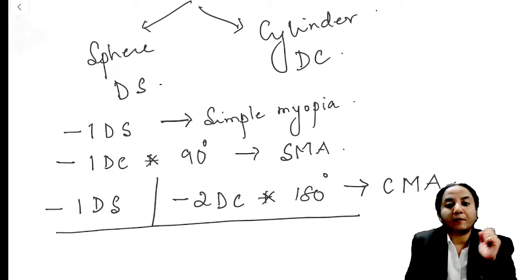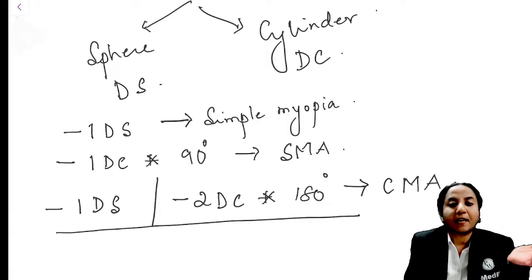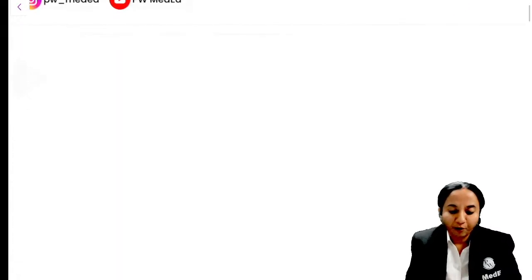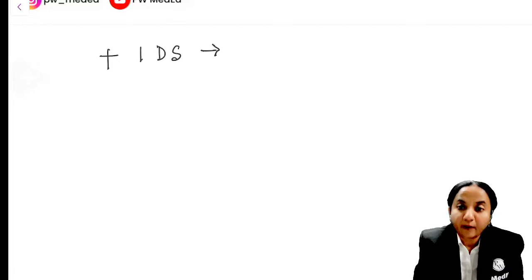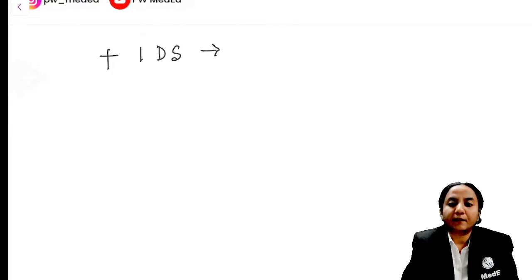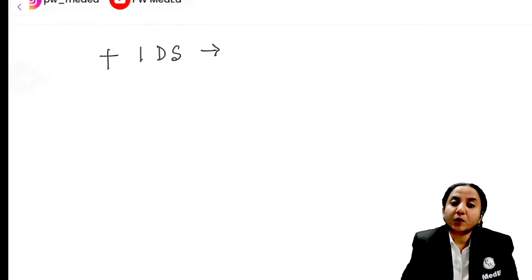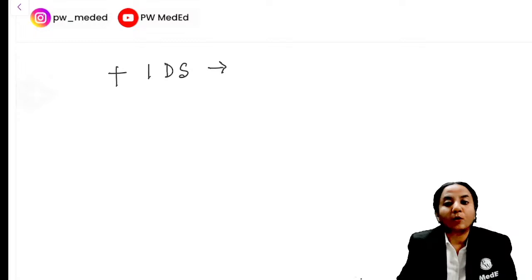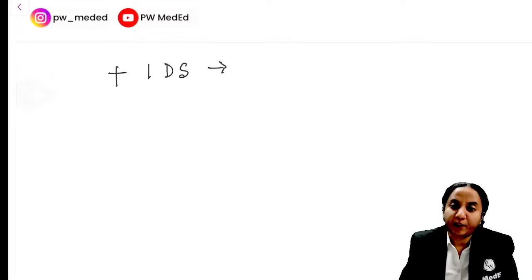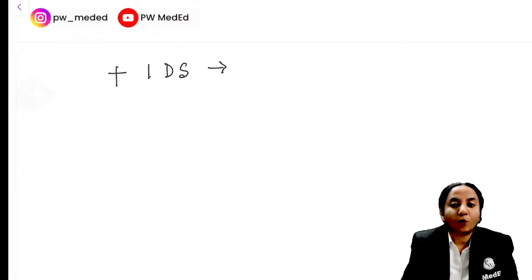Okay, now we will extrapolate the same thing to plus also. The same thing can be extrapolated to a plus prescription. So now I want you to look at this and tell me, suppose I give you this prescription, plus 1 diopter sphere. If you get this, then what is the refractive error here? So who will tell me? The same thing that we discussed for minus prescriptions can be extrapolated to plus also. The only thing I told you is that if it is plus, it is either hypermetropia or hypermetropic astigmatism. So if it is plus 1 diopter sphere, then what is it going to be?